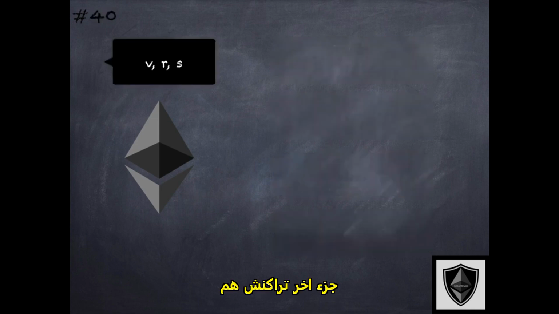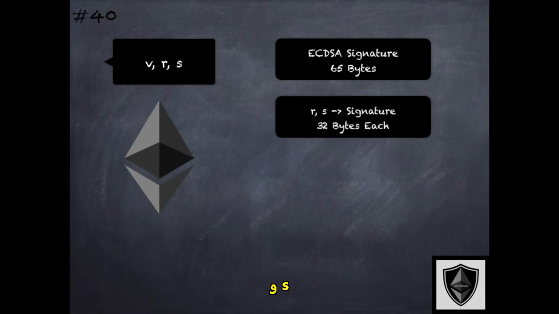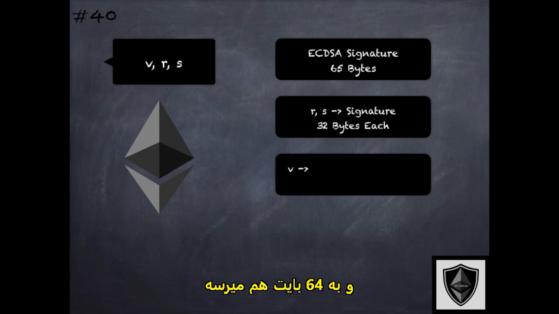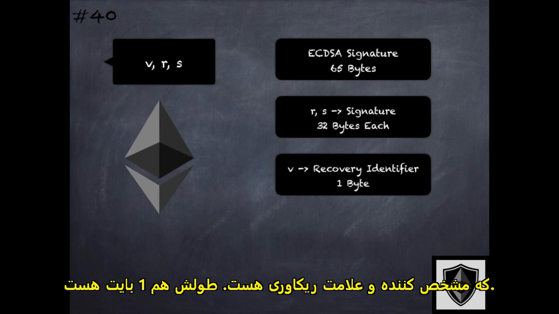The final transaction component is the ECDSA signature. This is 65 bytes in length. It has three subcomponents, V, R, and S. R and S really represent the signature components. They are 32 bytes each in length, adding up to 64 bytes. The final subcomponent is V, the recovery identifier. It's 1 byte in length.